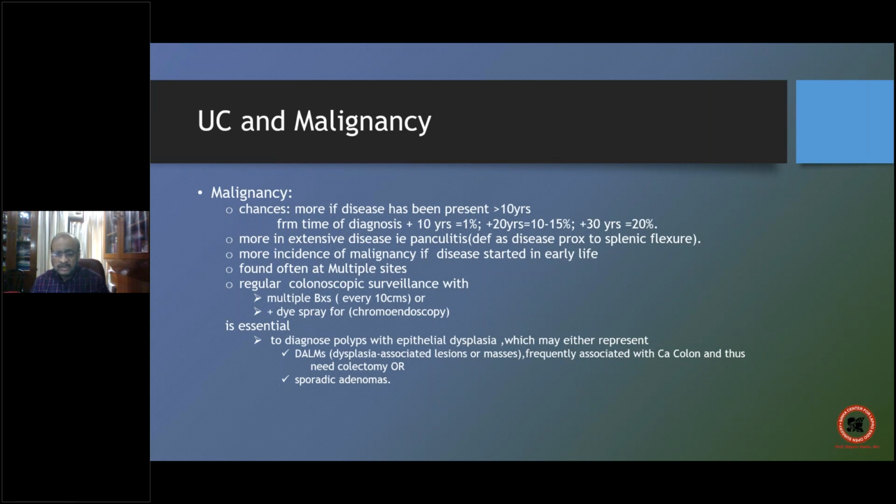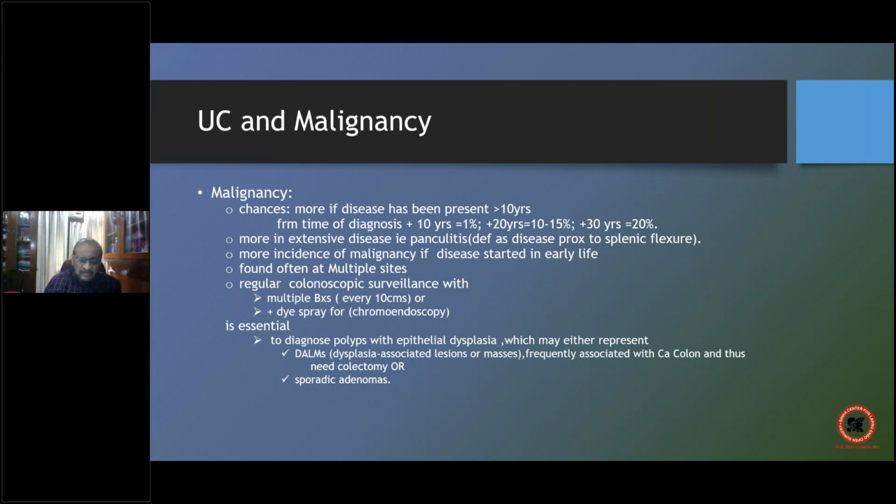And how do you carry this out? This colonic surveillance is not only a visualization, it has to be combined with multiple biopsies. Minimum, at every 10 centimeters you take a biopsy. 10 centimeters biopsy, 10 centimeters biopsy, next 10 centimeters another biopsy. Or you can do a dye spray for chromoendoscopy. So either of two methods along with colonoscopy helps you in carrying out a colonic surveillance.